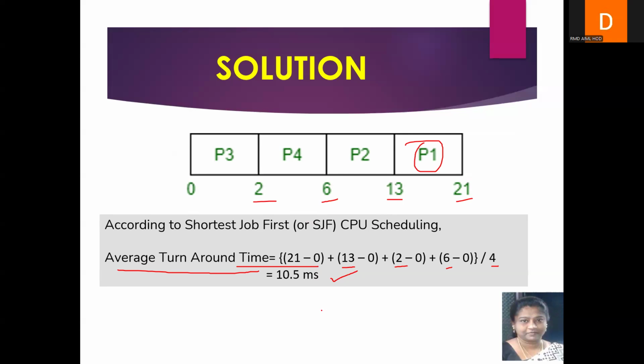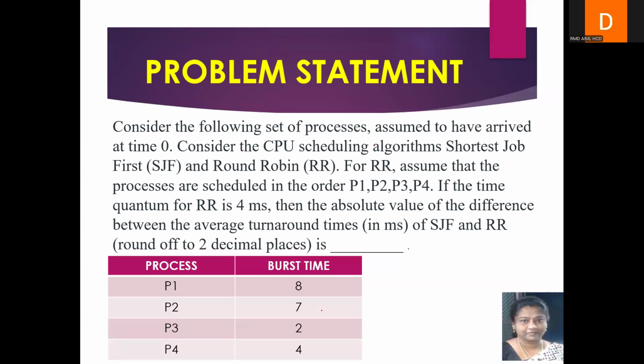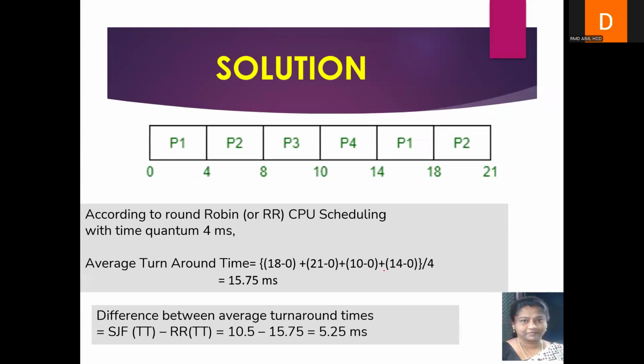Now let's do for round robin. The order of execution for round robin is given as P1, P2, P3, P4, and time quantum is given as 4 milliseconds. So based on this, let's now see the Gantt chart of round robin. At 0, P1 enters, runs for 4 milliseconds. The total execution time of P1 is actually 8. So when 4 is completed, P1 comes out. So what is remaining for P1? Still 4 more milliseconds are remaining.